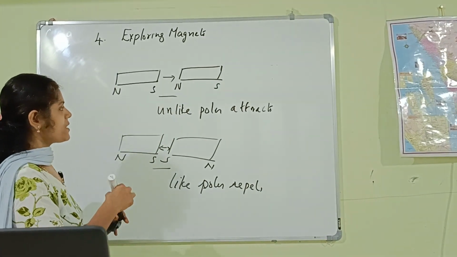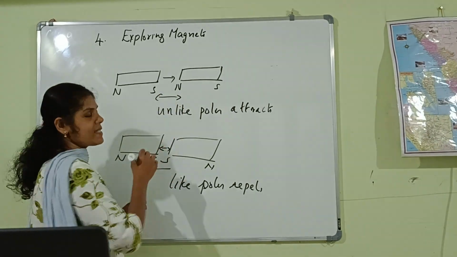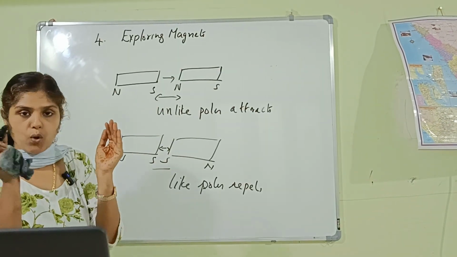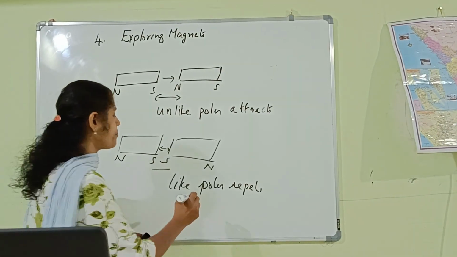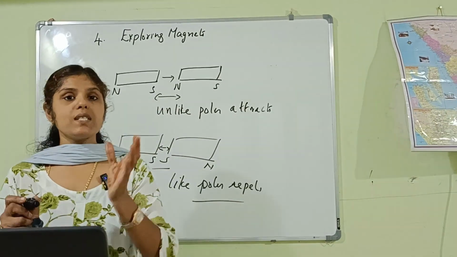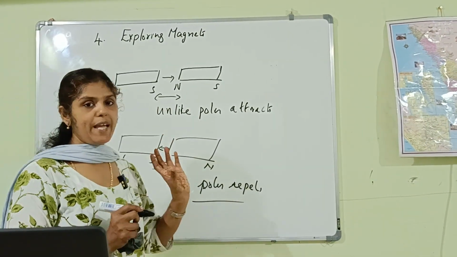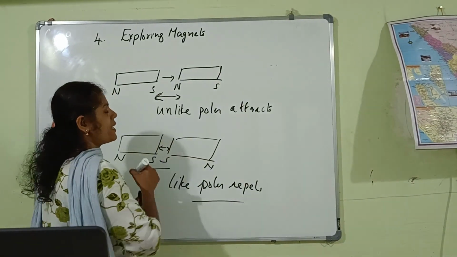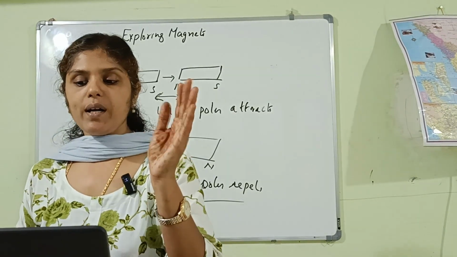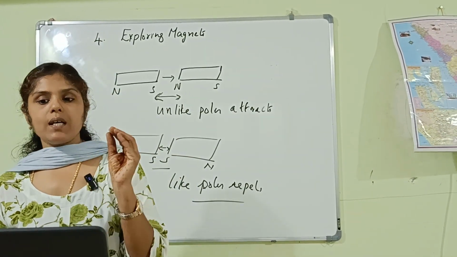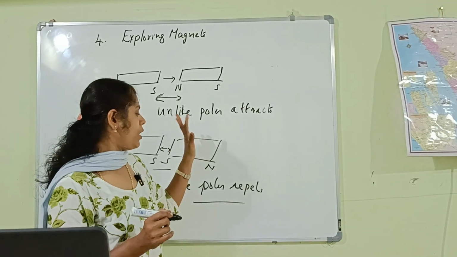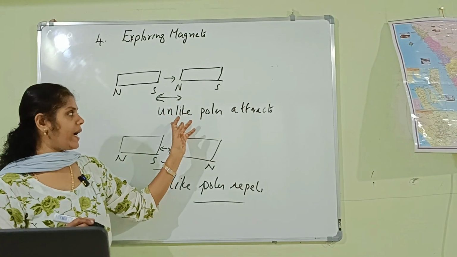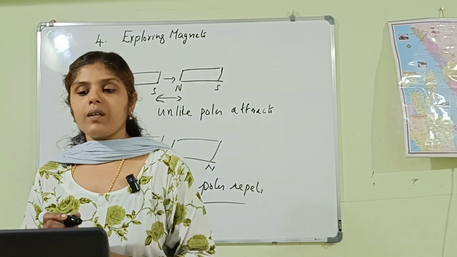Another point we have to understand is what happens when two magnets are kept closer. If like poles are kept closer, the like poles repel each other. When two similar poles, that is like poles, are kept together, they repel each other, whereas two different poles, unlike poles, attract each other. So like poles, either north pole or south pole, repel, whereas a south pole and a north pole attract each other. Unlike poles attract each other.